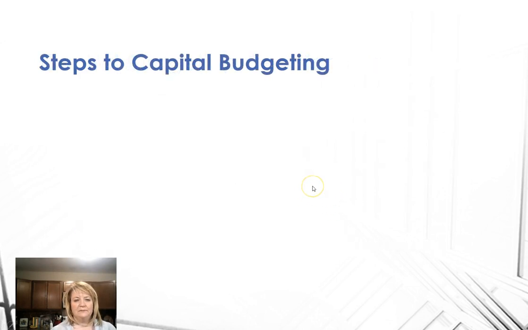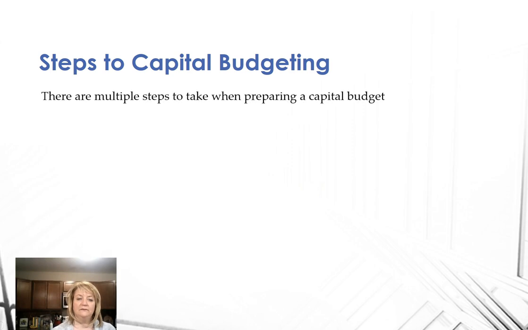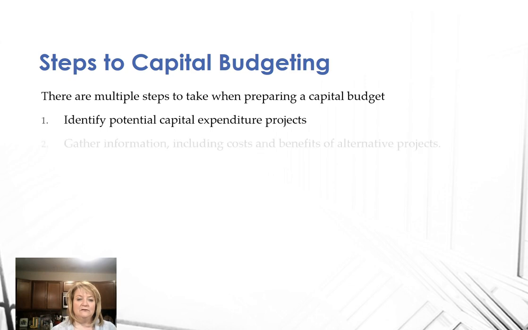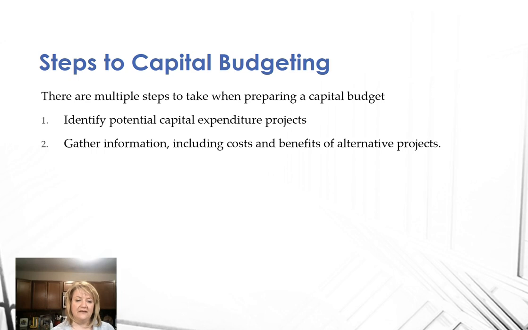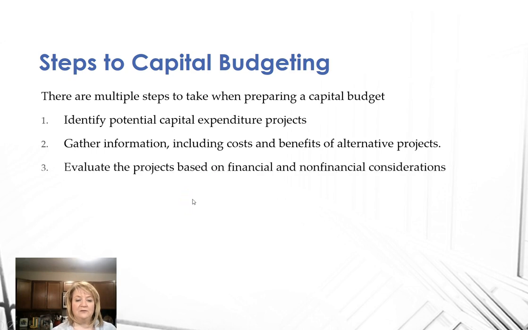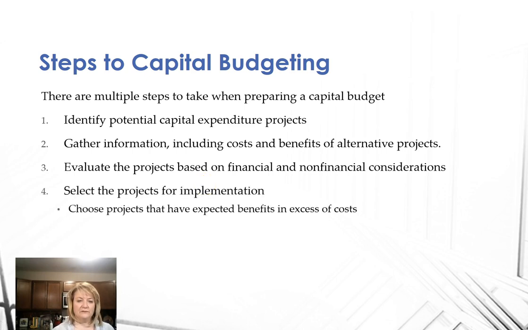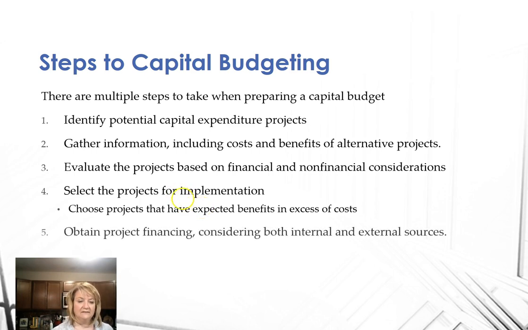The steps to capital budgeting include, well, there are multiple steps when preparing a capital budget. You first identify potential capital expenditure projects. You gather the information, including costs and the benefits of alternative projects. Evaluate the projects based on financial and non-financial considerations. Select the projects for implementation. Choose the projects that have the expected benefits in excess of costs.